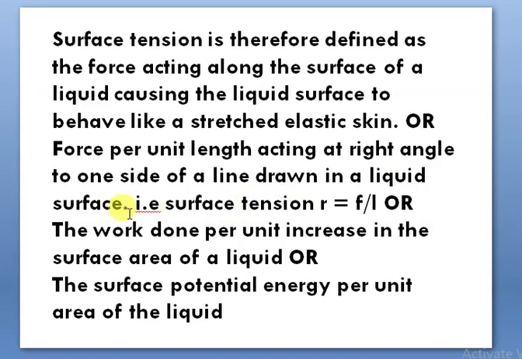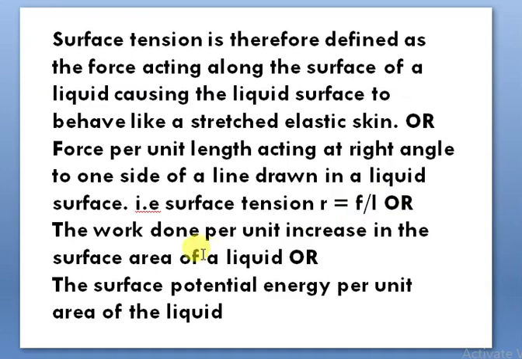So when you look at it mathematically, we say force per unit length. So the formula for surface tension is force per unit length. Now from here, we can see the unit of surface tension. Remember, from the formula you get your units. So what is the unit of surface tension? Remember, your force is measured in Newton, while your length is measured in meter. So that means the unit of surface tension is Newton per meter.